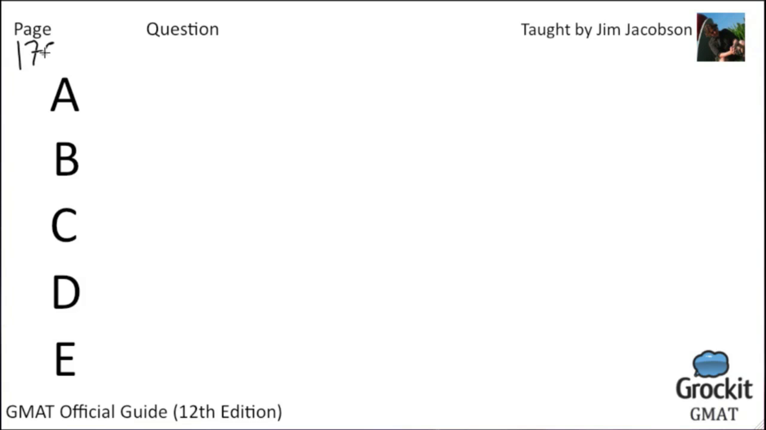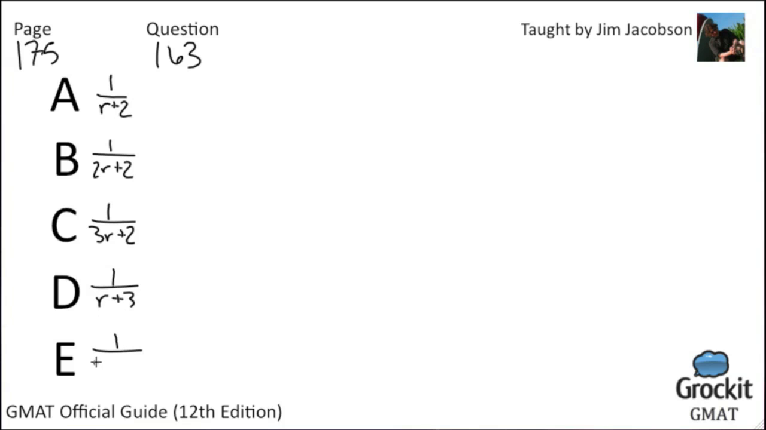175, number 163. We have 1 over r plus 2, 1 over 2r plus 2, 1 over 3r plus 2, 1 over r plus 3, and 1 over 2r plus 3.